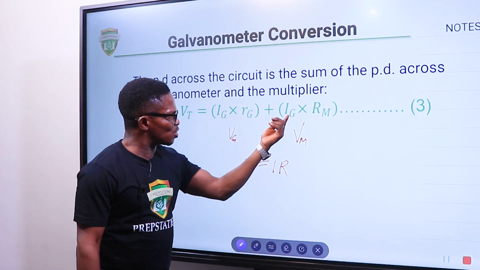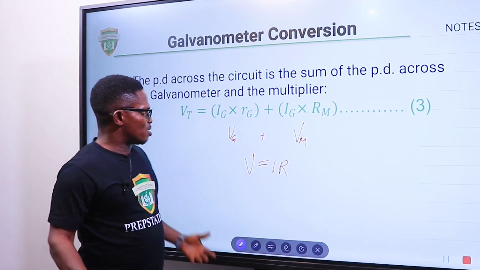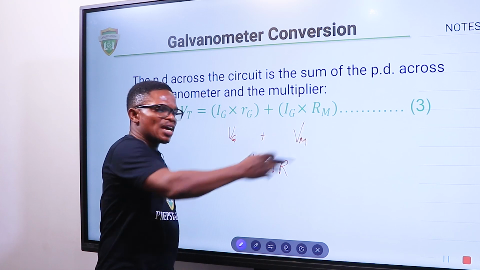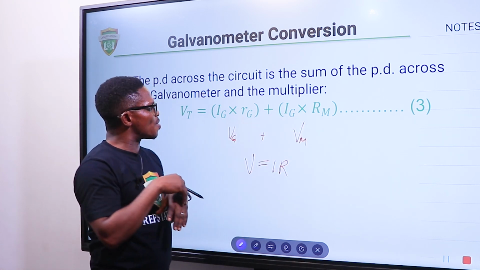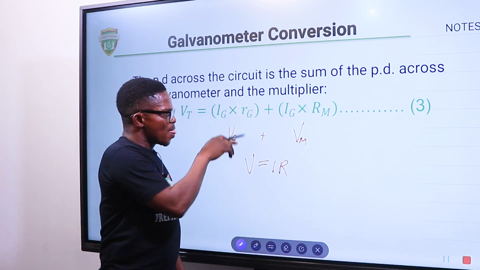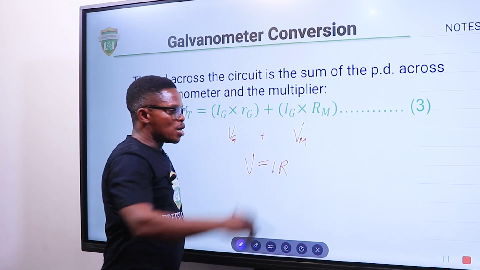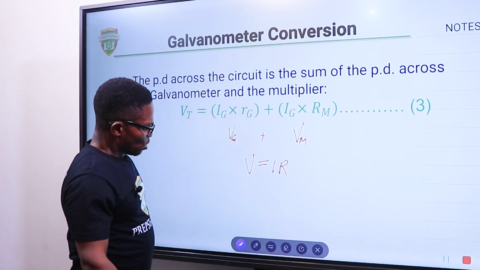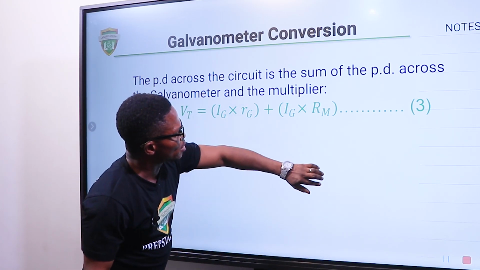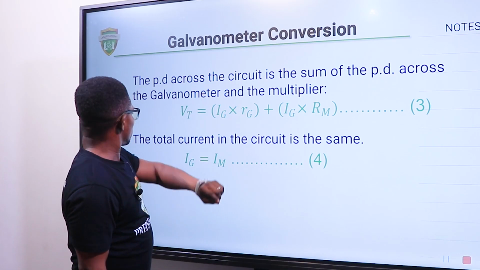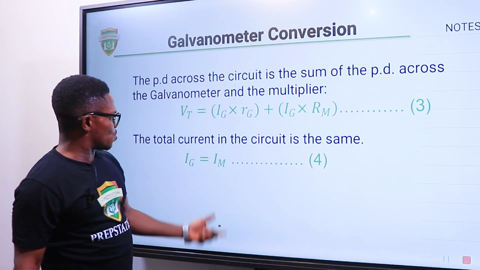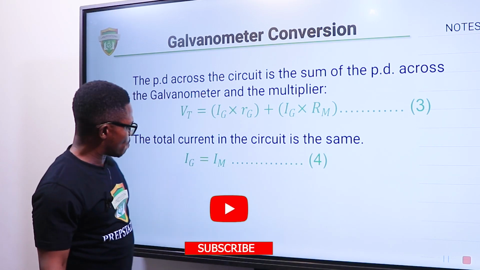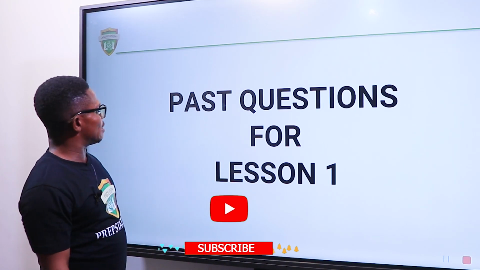Yeah, I thought somebody would ask, why do we have IG and not IM? The reason is because this is a series circuit, and in a series circuit, the same current that flows through the galvanometer is the same current that flows through the multiplier. So IG and IM are the same thing. Does that make sense? Okay, let's move forward. All right, so the total current in the circuit, IG equals IM, and then we can end it there.